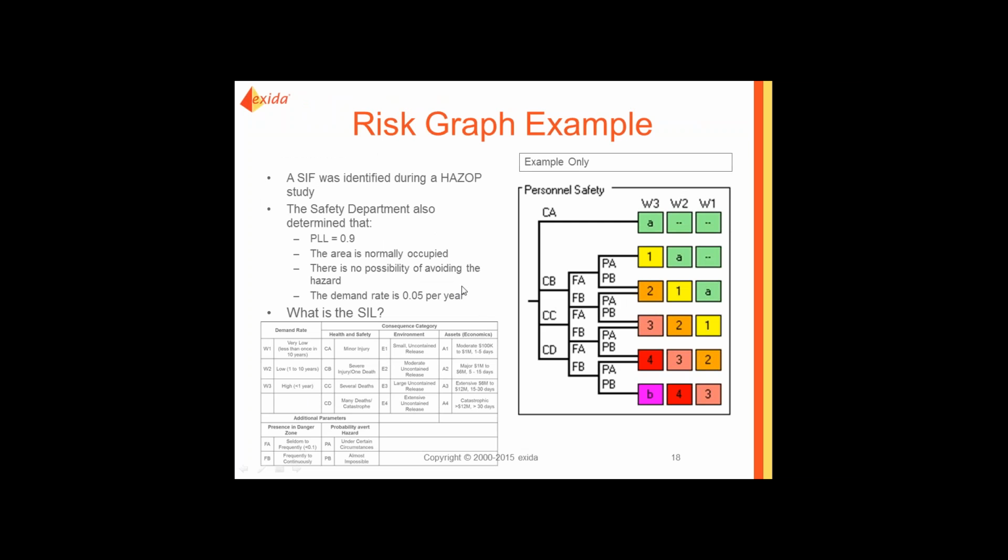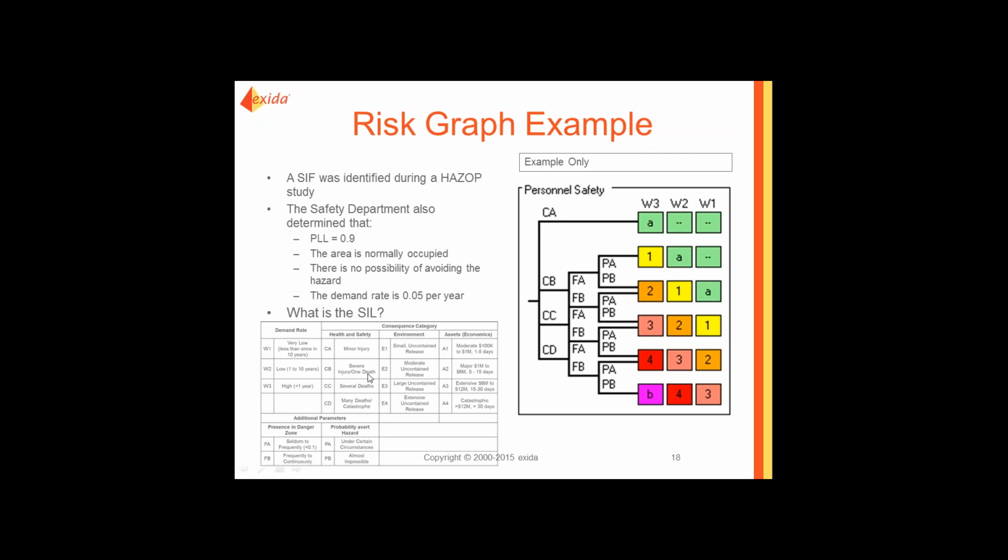So let's say from the risk graph, we have a SIF identified during a HAZOP study. Safety department also determined that the probable loss of life, this is another term, PLL, probable loss of life, is 0.9. The area is normally occupied, and there is no possibility of avoiding the hazard. The demand rate is 0.05 per year. So what is the SIL? Well, again, if we look, PLL of 0.9, so we're looking at a CB, a severe injury or one death.